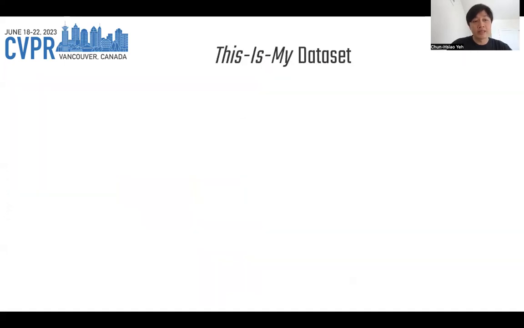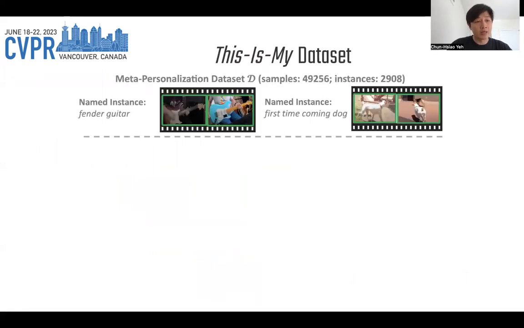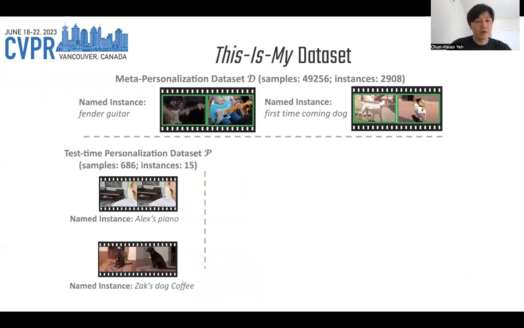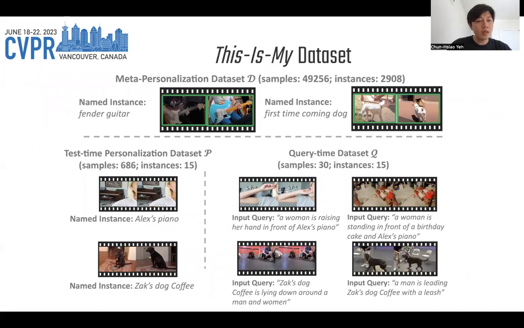Let's take a look at some examples from our This-Is-My dataset, which is collected through our automatic mining process. The dataset includes a subset for meta-personalization and a corrected set for test-time personalization and query-time retrieval evaluations. I want to highlight the challenging examples in the query-time dataset. You will notice instances like Alex's piano, which is barely visible in the background. Also, the scenes in the query-time dataset are very different from the test-time personalization video. So this example showcases the diversity and complexity of our dataset and task.